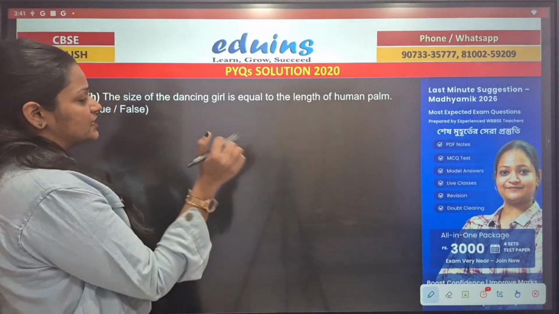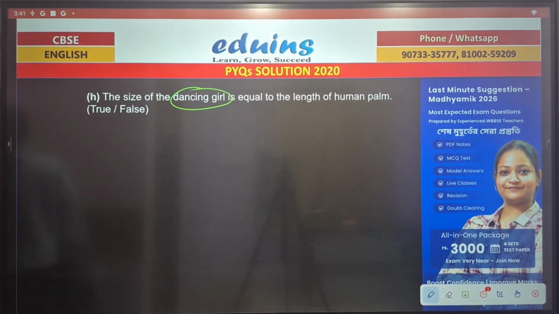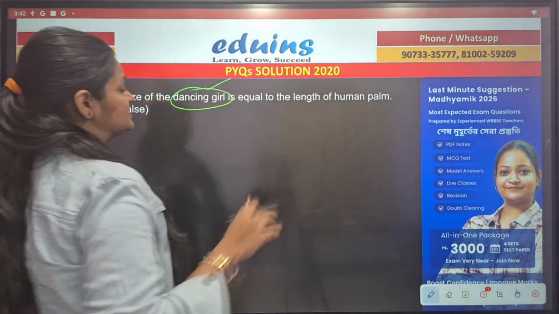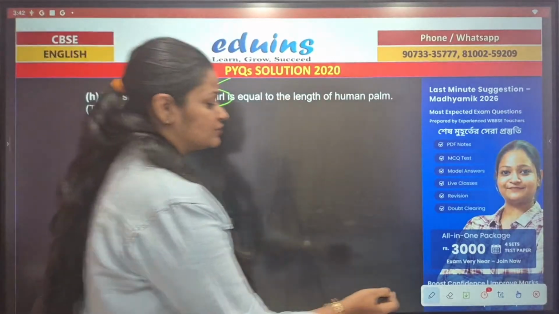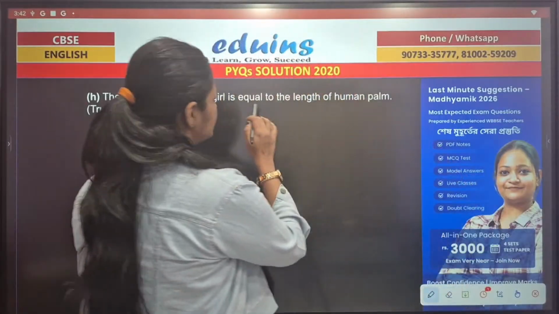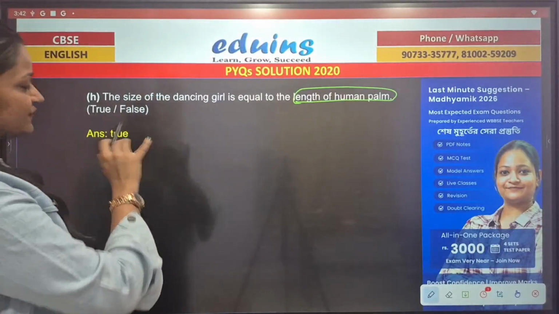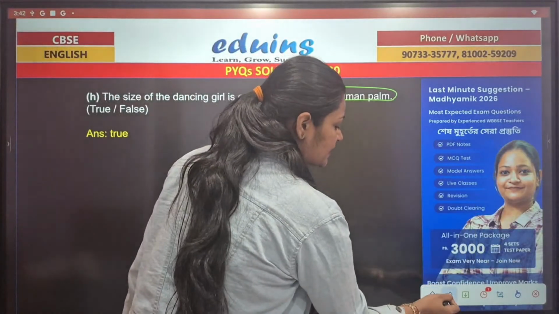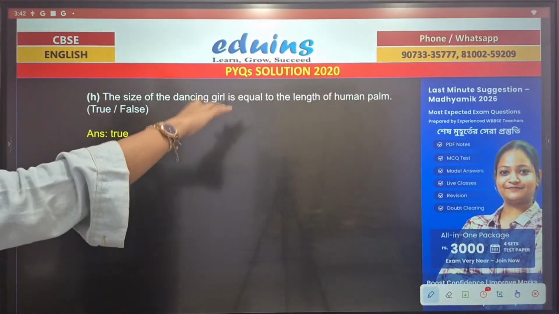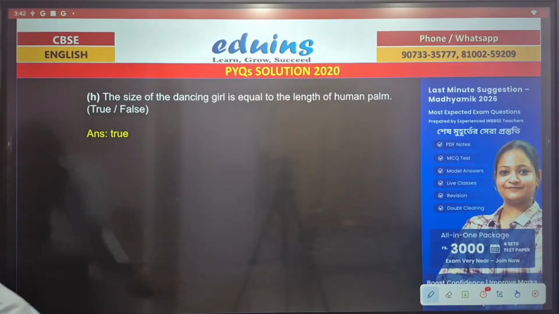So the size of the dancing girl. Now I have already told you to clearly concentrate on the passage. The size of this dancing girl was equal to the length of the human palm. Is it true or false? It is very simple. It is true, and the size was 10 centimeters, right? Equal to the length of the human palm. So this statement is true.